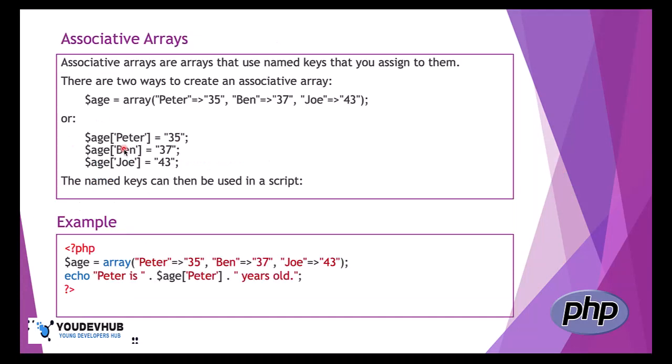So an associative array. Associative arrays are arrays that use named keys that you assign to them. There are two ways to create an associative array. You can have an age with a name, and you can do it this way and say you have an array with the name Peter equals 35. The named key can be used in a script. So if we have it this way, just like in the other previous examples we did, you can also use the function in the same way. If you can't find it, go back to the previous videos on arrays and check it out.